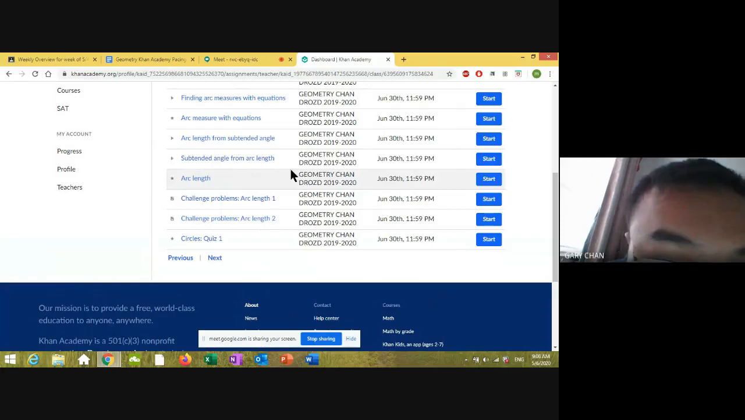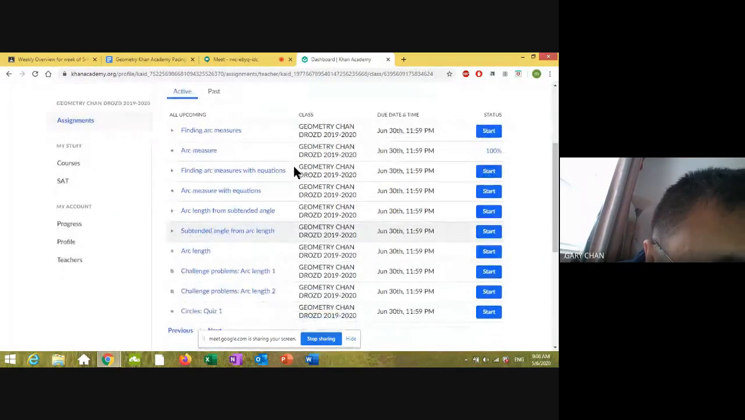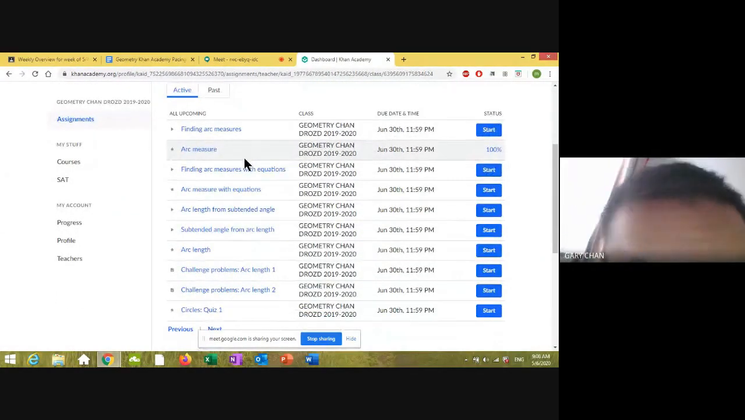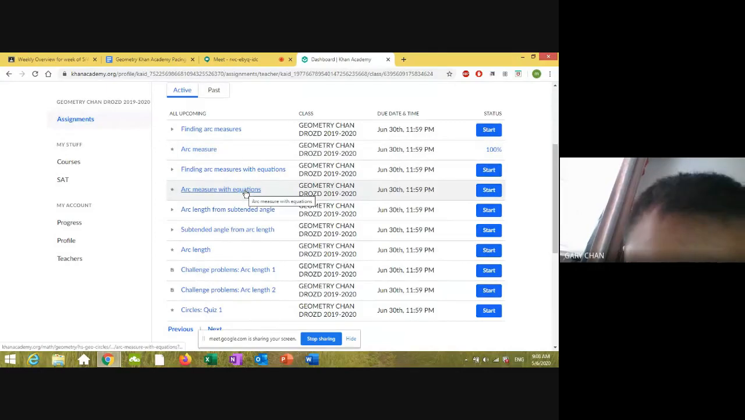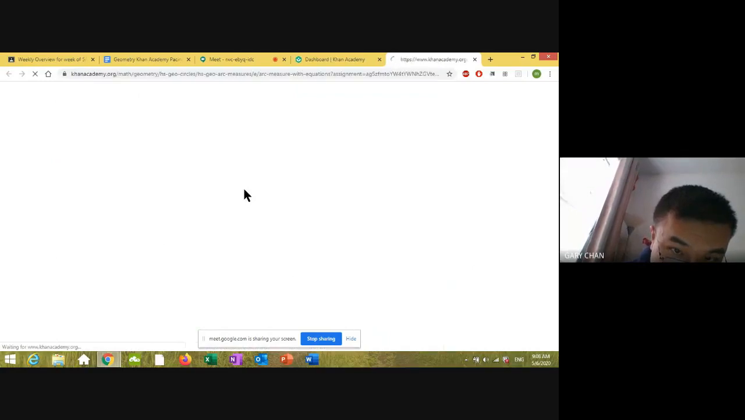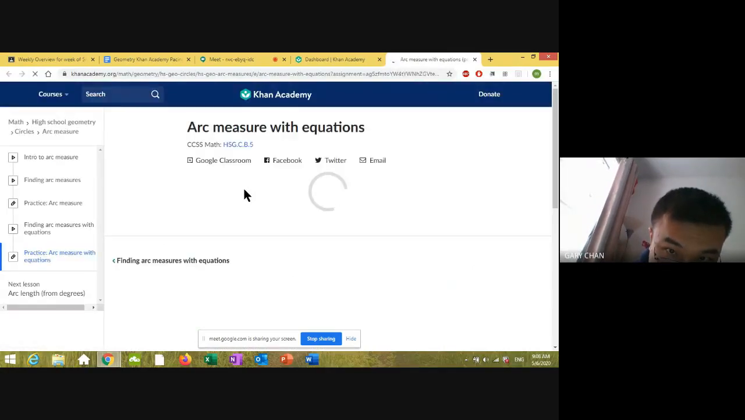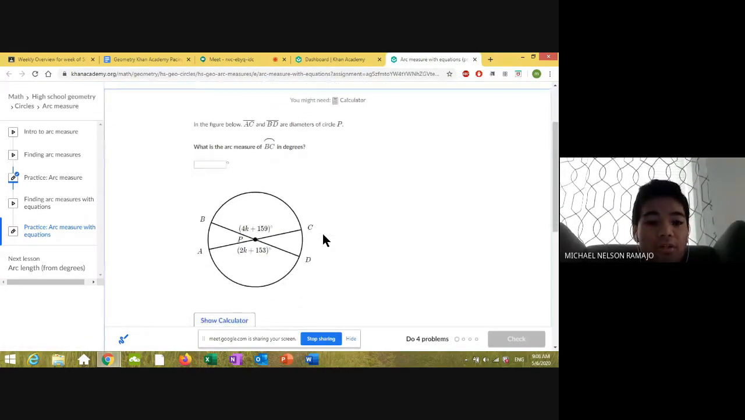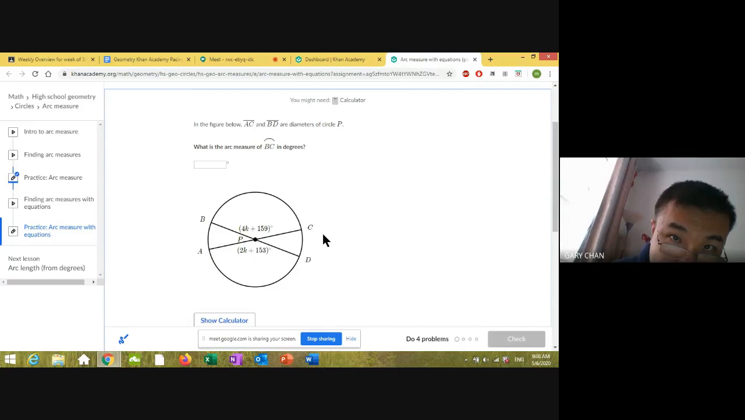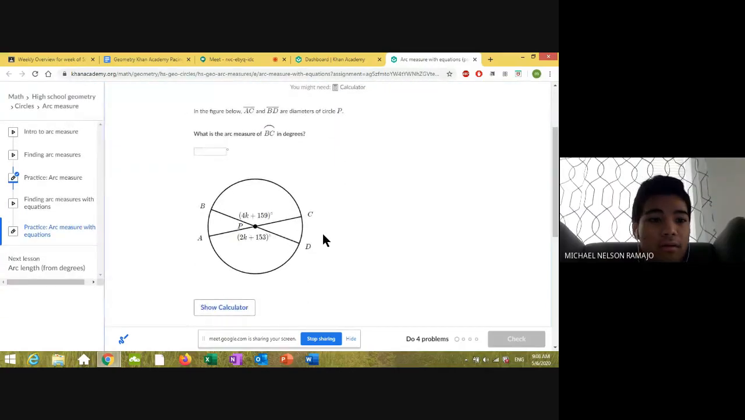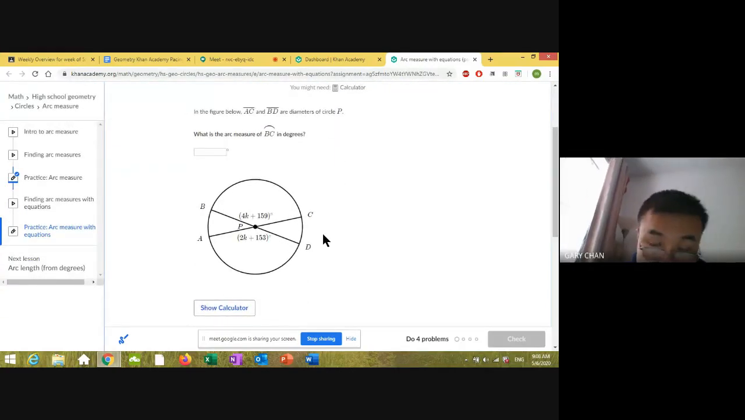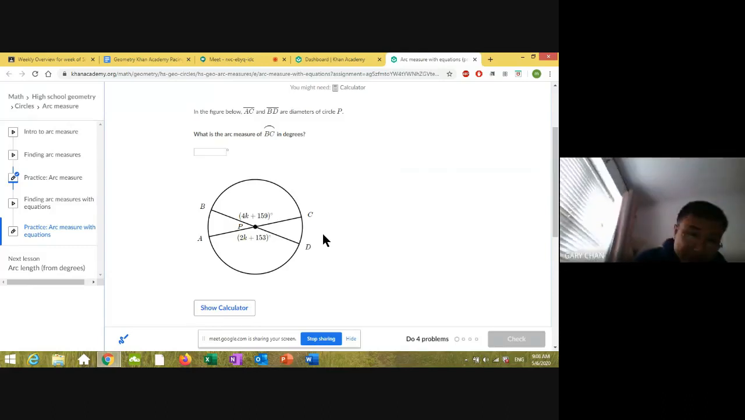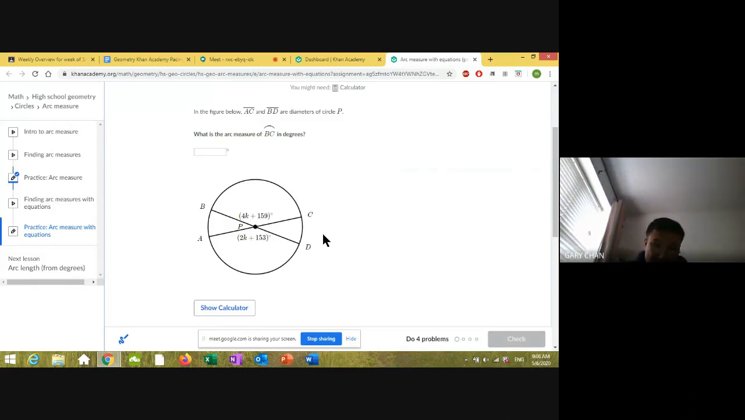Okay. So we are on this one right here, arc measures with equations. All right, so let's click on this. Wait, what are we doing? Arc measures with equations? Yes, arc measures with equations. Okay, got it. So it's very similar in concept from the assignment that we had talked about yesterday.